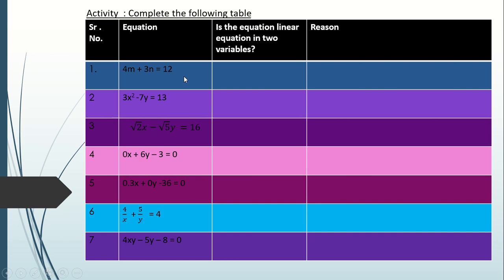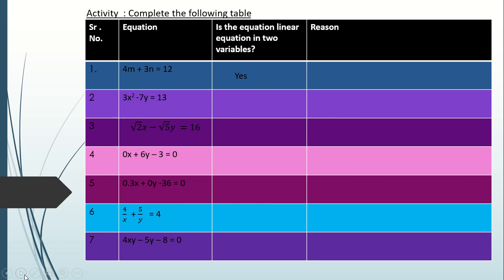We have been given a few more equations here, and we just have to decide whether they are linear or not. Is the equation a linear equation in two variables? That we have to find out, and if not, a short reason is given over there. 4m plus 3n is equal to 12. So you just have to check whether there are two variables. Yes, m and n, two different variables are there. Also the power is 1. So this is a linear equation in two variables.